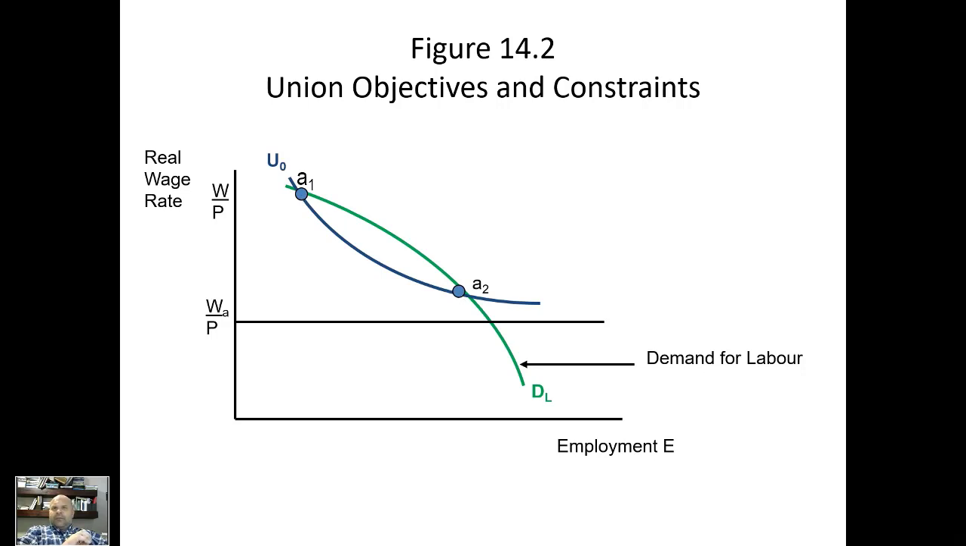Now, would this be the maximum? Would the union just want to choose either one of these? Well, no. What about this indifference curve that's up here? Would the union want to choose, say, point A3? Well, no, that's not possible because of the demand for labor as a constraint. So the optimum is where the union's indifference curve is just tangent to the constraint, which is the demand for labor curve. This point here represents the best, or what the union would want given these conditions. They would want this wage and employment combination.